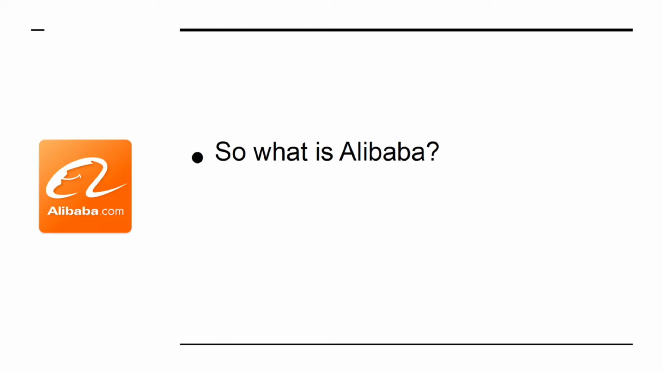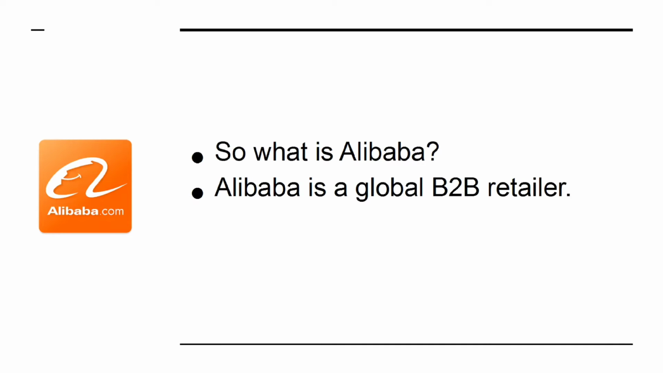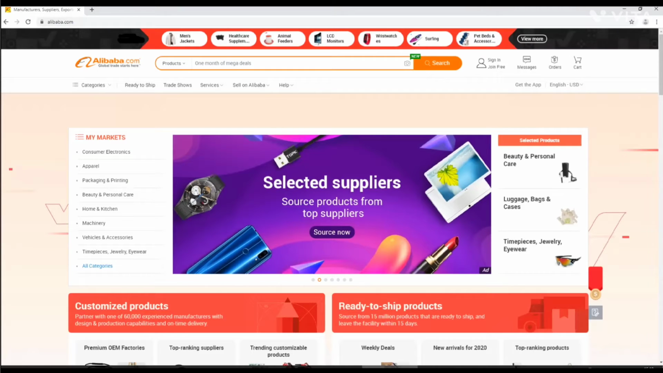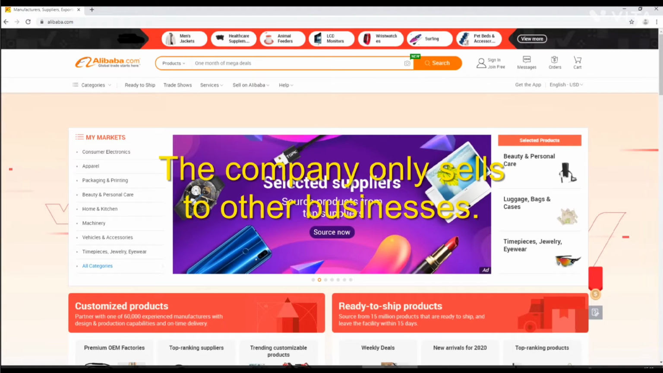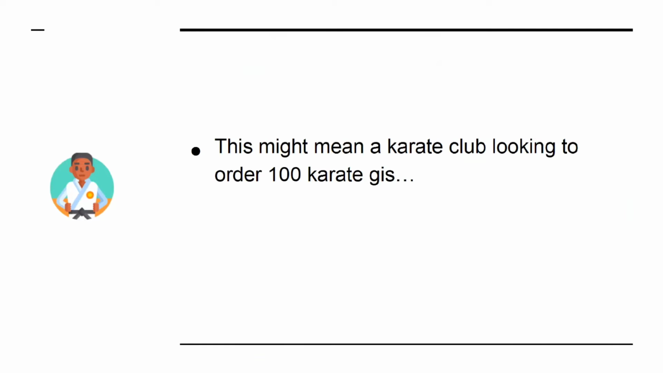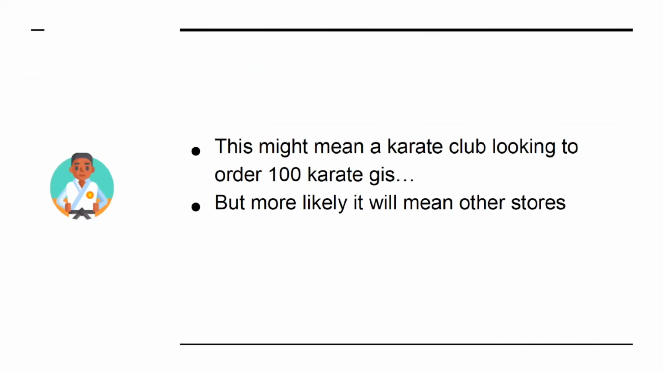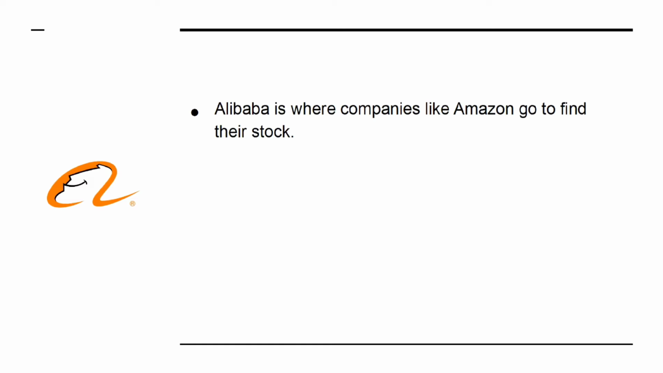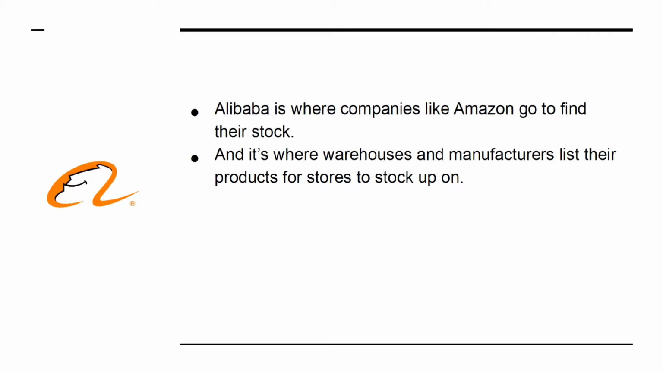So what is Alibaba? Alibaba is a global B2B retailer. What does that mean? Essentially, this is an e-commerce store just like Amazon. The difference is that your average Joe cannot head over to Alibaba and start making orders. That's because the company only sells to other businesses. This might mean a karate club looking to order 100 karate gis, but more likely it will mean other stores called resellers. Alibaba is where companies like Amazon go to find their stock, and it's where warehouses and manufacturers list their products for stores to stock up on.